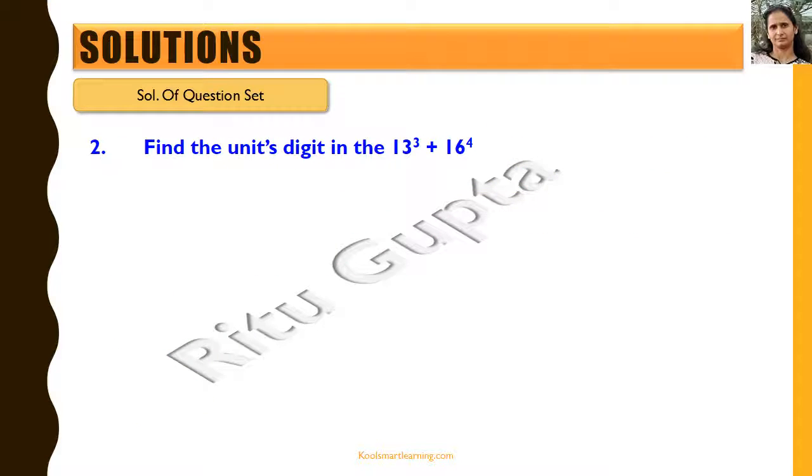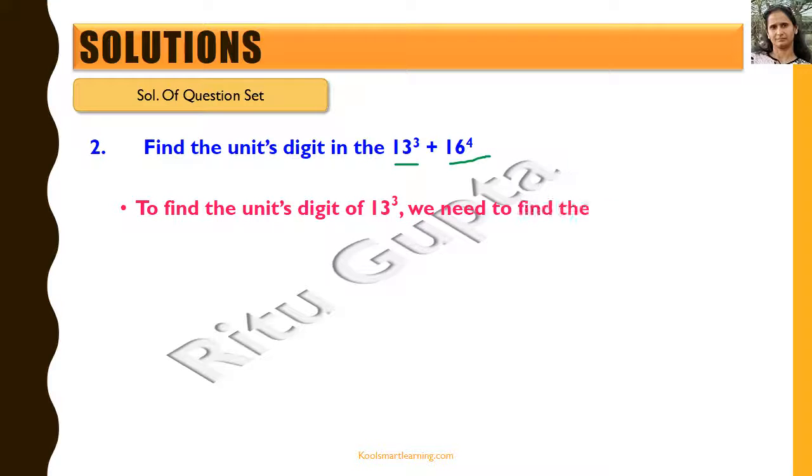So let's move on to the second question. We need to find the units digit in 13 raised to power 3 plus 16 raised to power 4. Now, to find the units digit of this sum, we'll need to first find out the units digit of the two terms of this sum. So 13 raised to power 3, we'll find the units digit of this. Then we'll find the units digit of 16 raised to power 4, and then we'll add them to find the units digit of this sum.